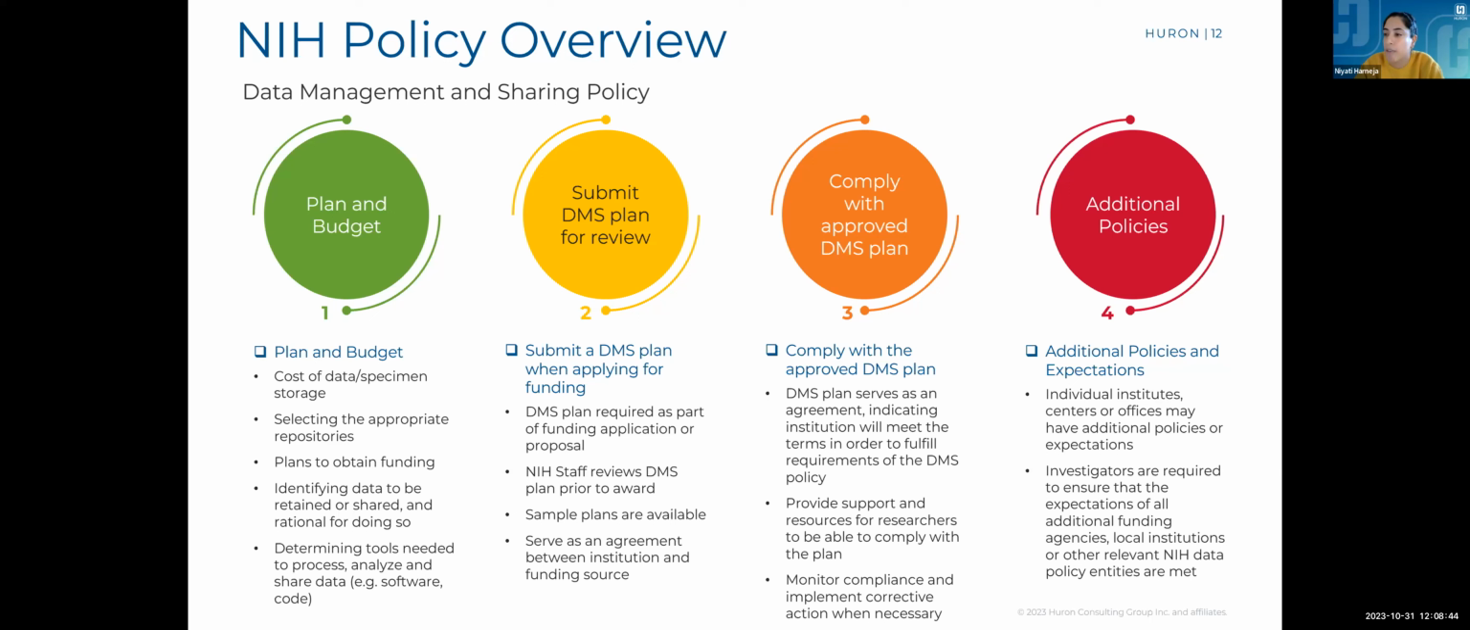So here you can see the first step would be planning and budgeting. Considerations are noted below. So thinking about the cost of data and specimen storage, selecting appropriate repositories, plans to obtain funding, identifying the data to be shared, as well as the tools needed to share that data. The next step would be submitting that plan when applying for funding.